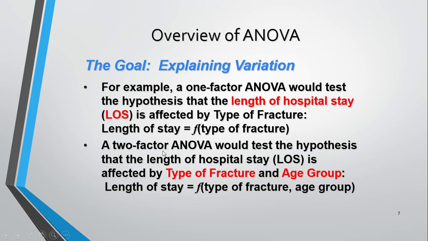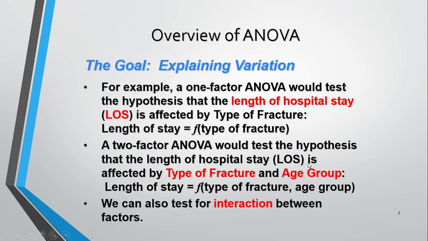But then we can do a 2-factor ANOVA. It will test this hypothesis: the length of hospital stay, LOS, is affected by the type of fracture, just like above, and also the age group. Length of stay is a function of type of fracture and age group.